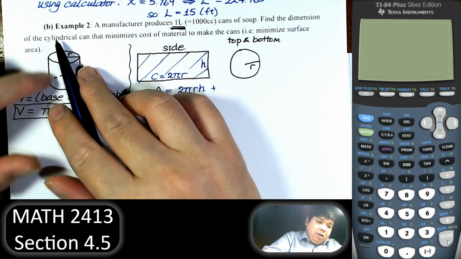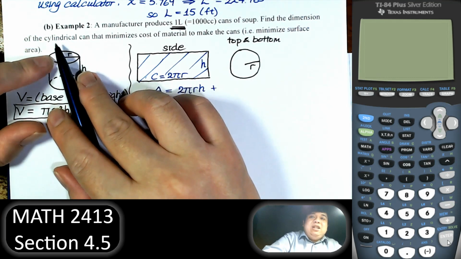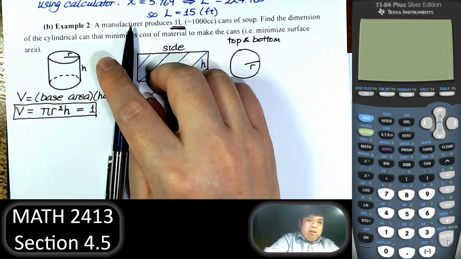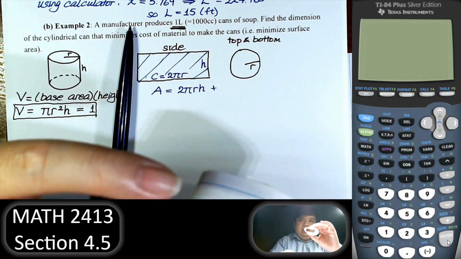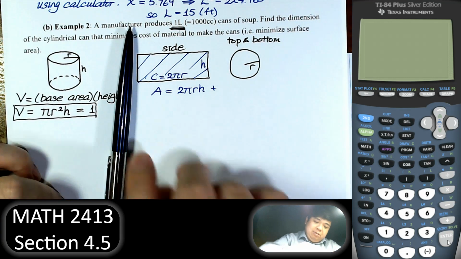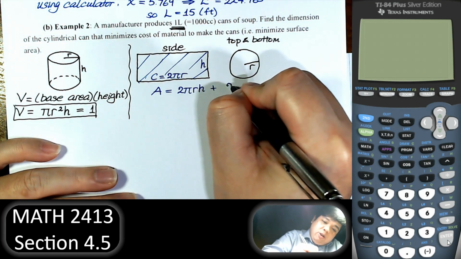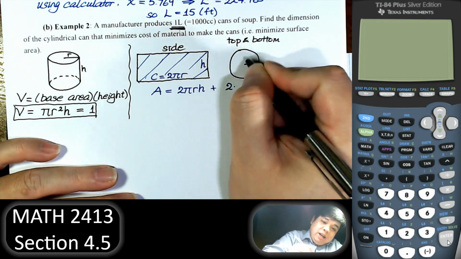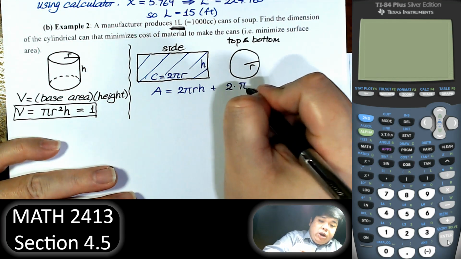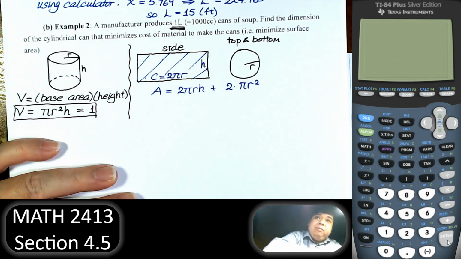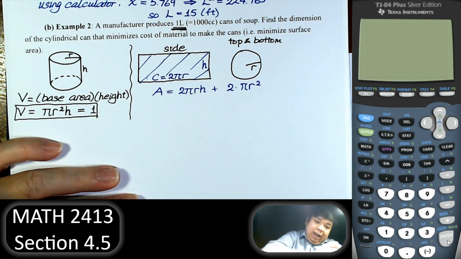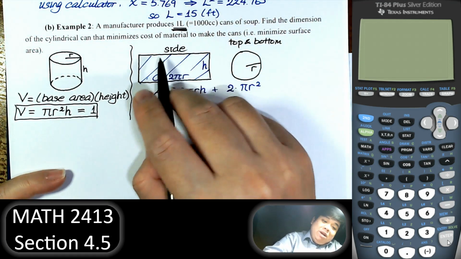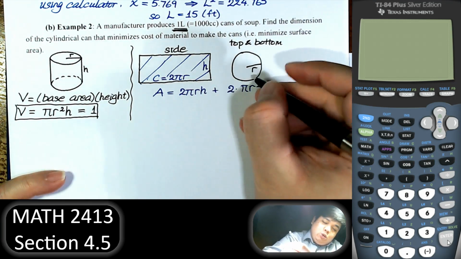For the dimensions of the cylindrical can, we assume that this is a perfect cylinder. We're not talking about an elliptical cylinder, which is a lot more complicated. So we have one for the top, one for the bottom, and each one has area pi r squared. Right, so that's good. And this is a function, and we need to minimize the surface area, so this is to be minimized.